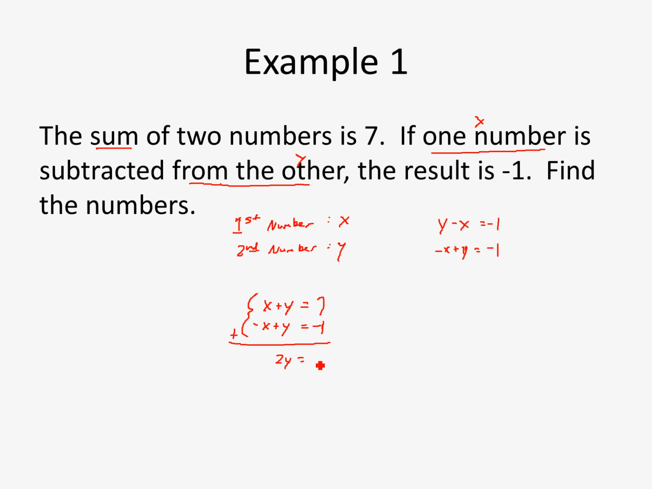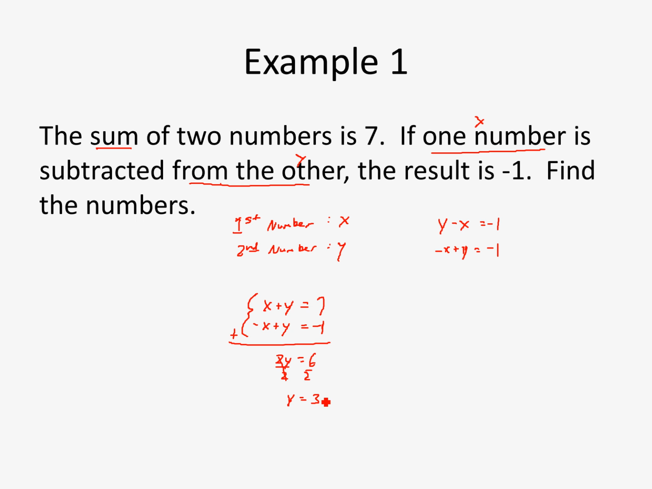And then when I add these, I'm going to get 6. So that means if I divide by 2, my y is going to be 3. Okay, but if y is 3, then what's x going to have to be? It looks like x is going to have to be 4, because 3 plus 4 would be 7.